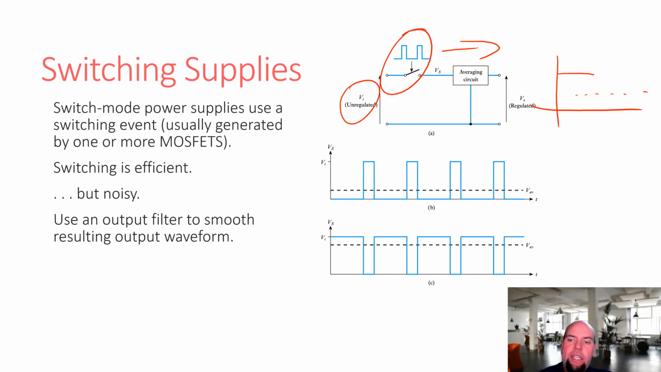The nice thing about switching supplies is they are efficient, but they are noisy, right? This chopping produces a lot of noise, and that noise you generally have to clean up, and it's usually kind of expensive to clean that up. Inductors are not cheap. Capacitors are not cheap. You have to pay for these to clean this switched signal up.